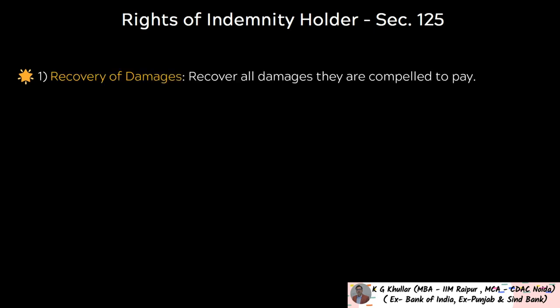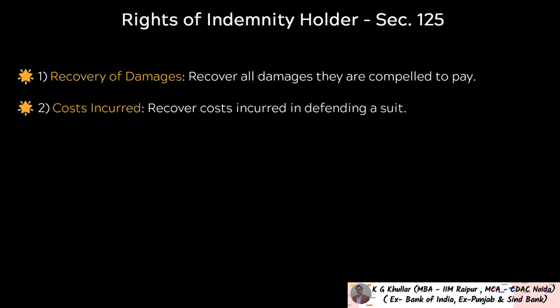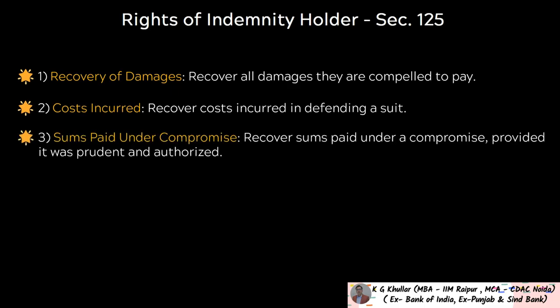So next, let's see the rights of indemnity holder. That is, when the indemnified party faces a lawsuit or what they can claim. So friends, section 125 of the Indian Contract Act grants the indemnity holder several rights. First is recovery of damages. That is, they can recover all the damages they are compelled to pay. Then second right is that of cost incurred. That is, they can recover cost incurred in defending a lawsuit. And lastly, with respect to sums paid under compromise. That is, they can recover sums paid under a compromise provided it was prudent and authorized.